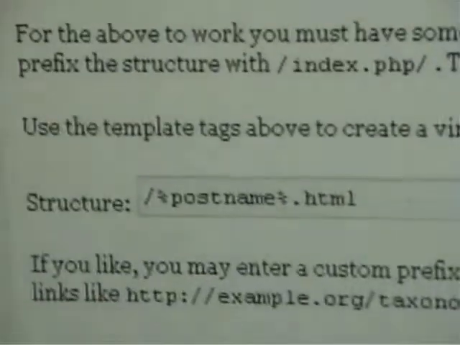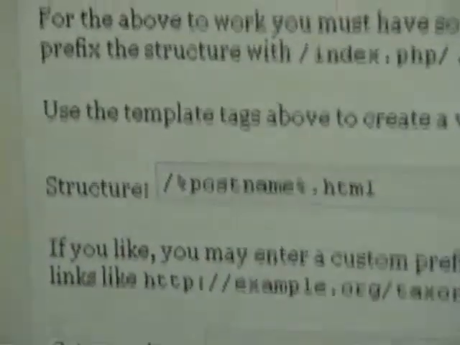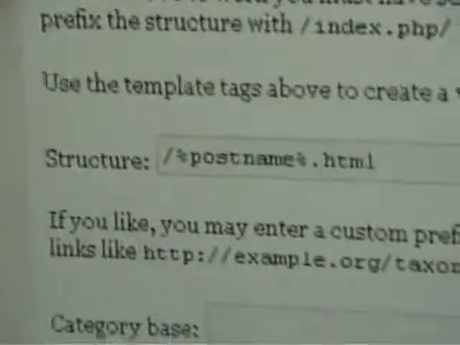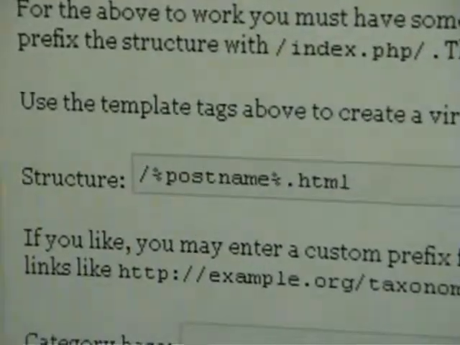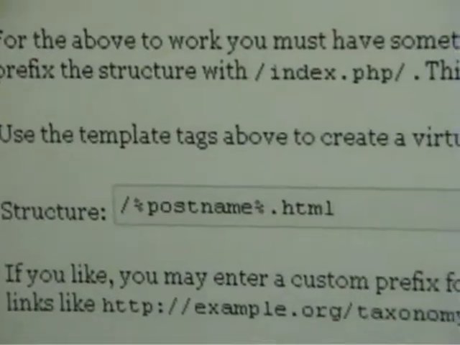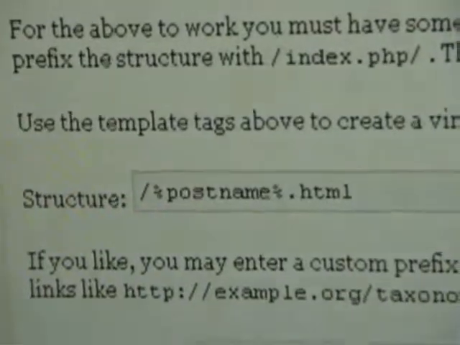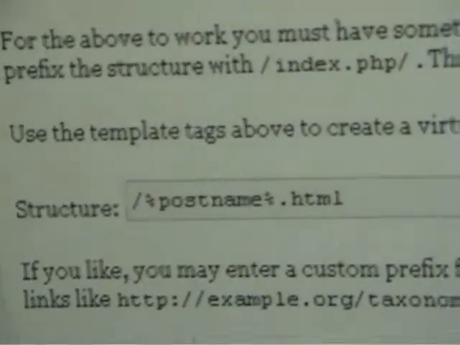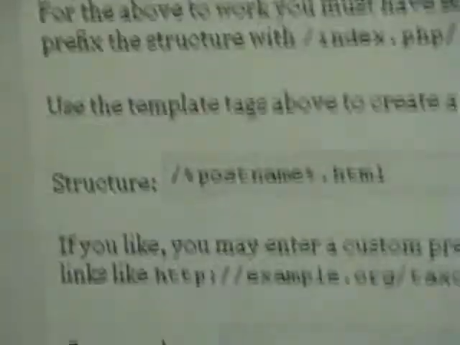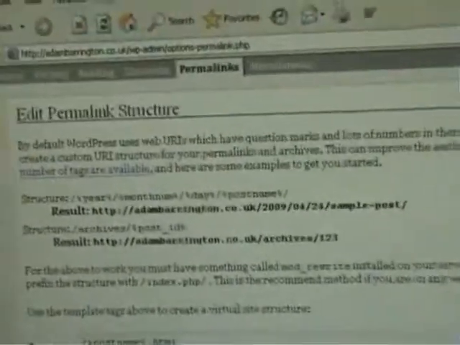So the structure will always be adambarrington.co.uk / whatever the post name is. So if it's eBay, make money with eBay, whatever, .html. I love that structure. It's such a simple structure, but you can change the structure. You could have that .php. And what I'm trying to say is it's an interesting situation with WordPress, the way that you can structure the permalinks. Okay, I just thought I'd share that with you.